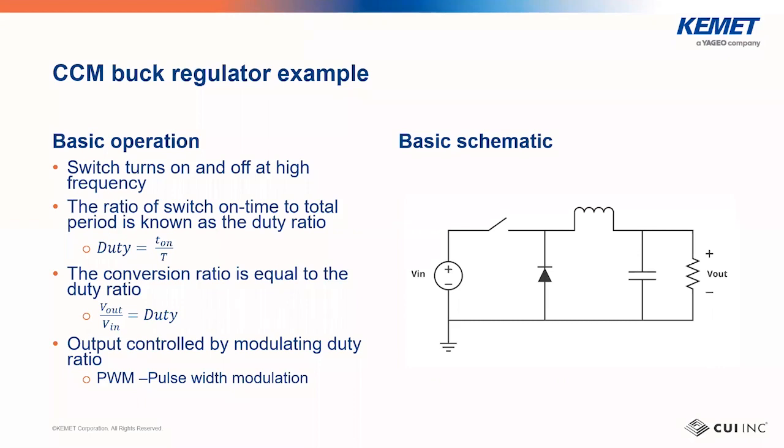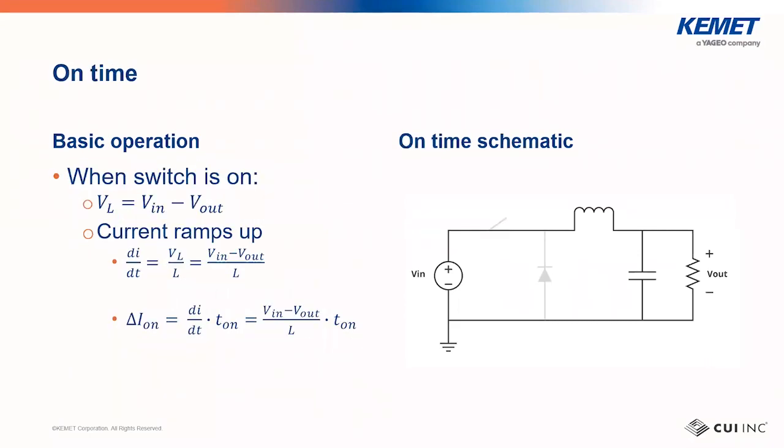So, how does this lead to output ripple? To see where the output ripple comes from in a switching converter, we need to look at the current in an inductor, and to do this, we'll break up the circuit into on times and off times.